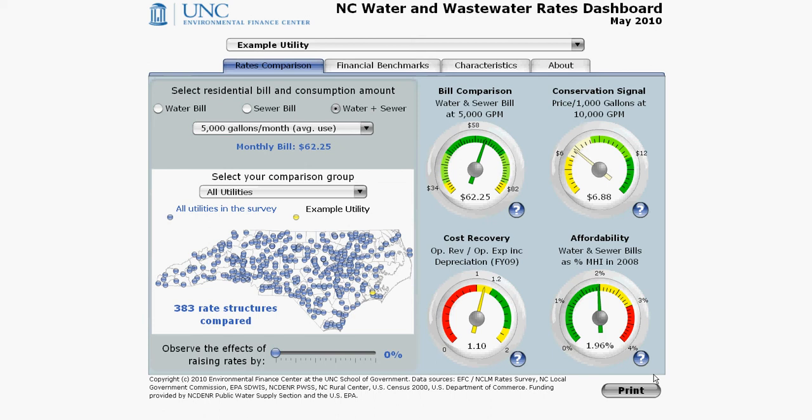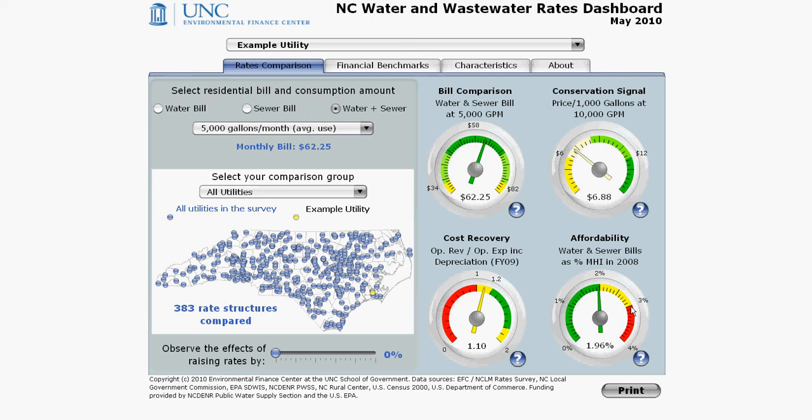We've color-coded the gauge based on a combination of factors: what funding agencies evaluate, what EPA and other utilities generally use, and other factors. Here we show that up to 1% MHI for water and 1% MHI for wastewater, or 2% for water and sewer combined, is relatively affordable, or at least it is more affordable than 1.5% MHI for water or wastewater, 3% combined.